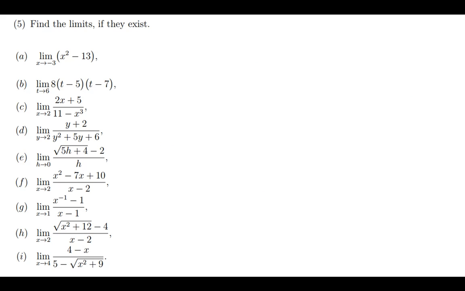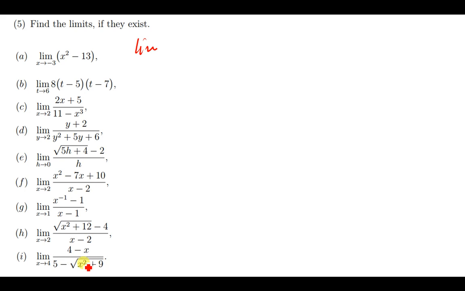So let's continue with this one here. We have the limit of this when x approaches 4. So how do you solve this one? Let's try to put 4 here. When we put 4 here, we're going to have 4 squared, which is 16, plus 9, that's 25. So the square root of 25 is 5. So 5 minus 5 is 0. Then 4 minus x over 0, the answer is undefined.